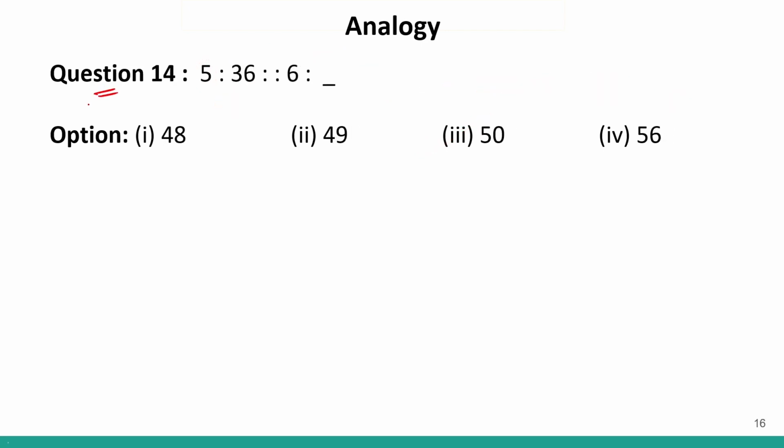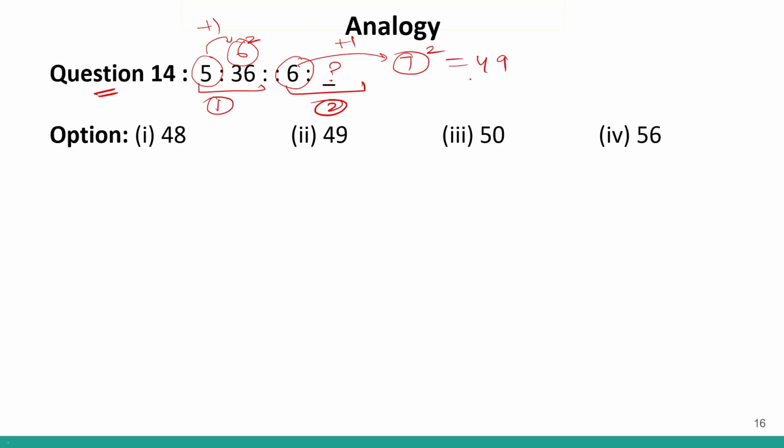Okay, question number 14. We have 5, 36 and 6 and then we have to find the next element. So step 1, find the relationship between first pair. Step 2, use the exact same logic to find the missing element in second pair. So this is basically 6 square. So between 5 and 6, what is the relation? Plus 1. So the next term will be 7 plus 1. It will be 7 square, which is 49. So 49 will be the answer, which is given in option number 2. So option number 2 will be the correct answer of this question.